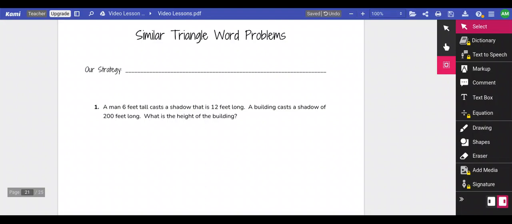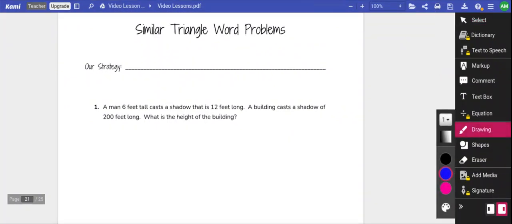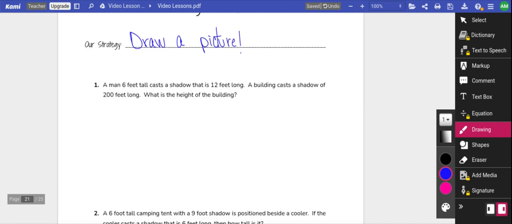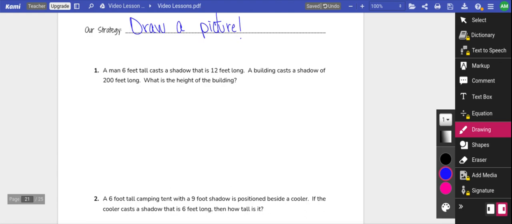So today we're going to talk about similar triangle word problems. And our strategy today is going to be to draw a picture. So for every word problem we're going to draw a picture, and you're going to see just how good of an artist I am today. All right, so let's look at number one.